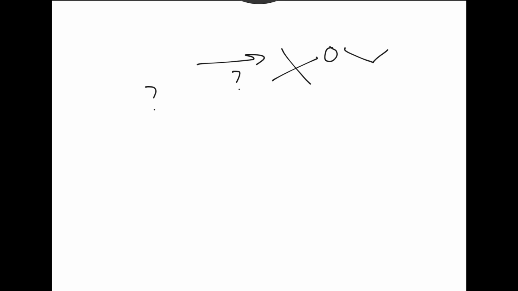Since I can't make that ether with a Williamson ether synthesis, how could I make that ether? We could do a hydration of a double bond. So what if we had this double bond, and we treated it with ethanol and sulfuric acid? That puts the alcohol on the most substituted carbon of the double bond. It would make the ether that we wanted.